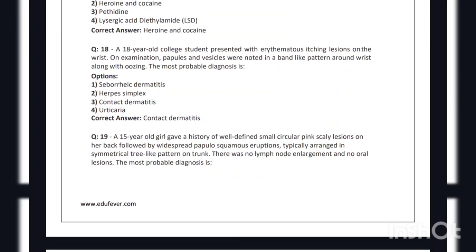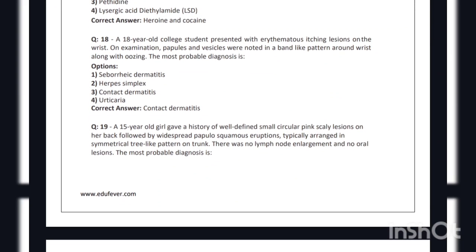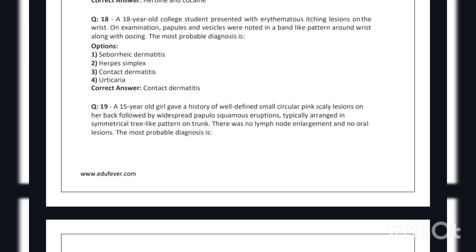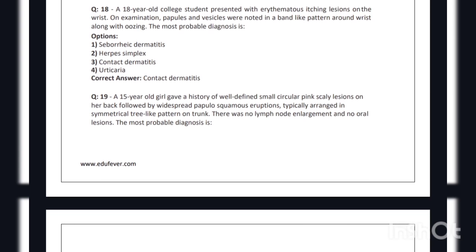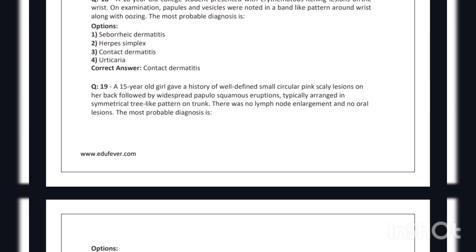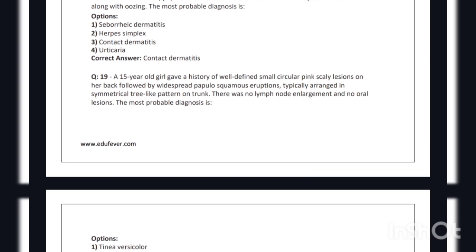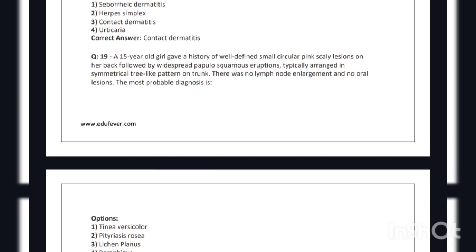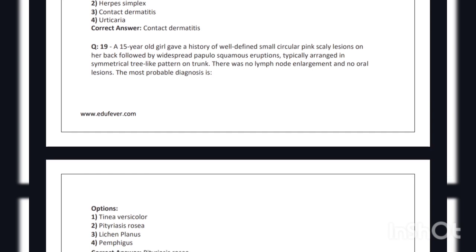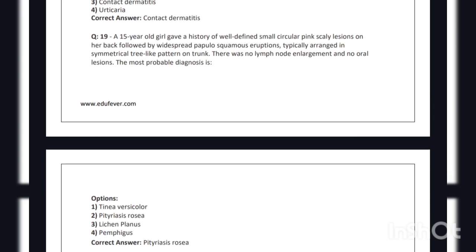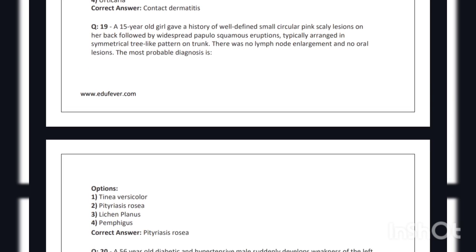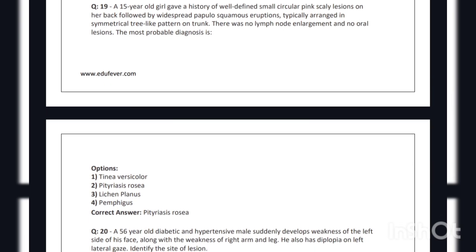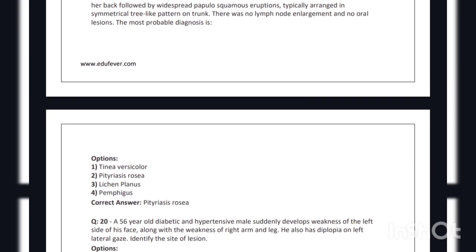Question number 18. An 18-year-old college student presented with erythematous itching lesions on the wrist. On examination, papules and vesicles were noted in band-like pattern around wrist along with oozing. The most probable diagnosis is: seborrheic dermatitis, herpes simplex, contact dermatitis, urticaria. So the correct answer is contact dermatitis.